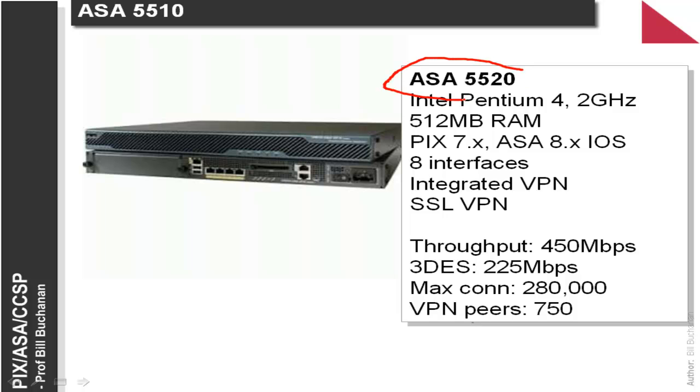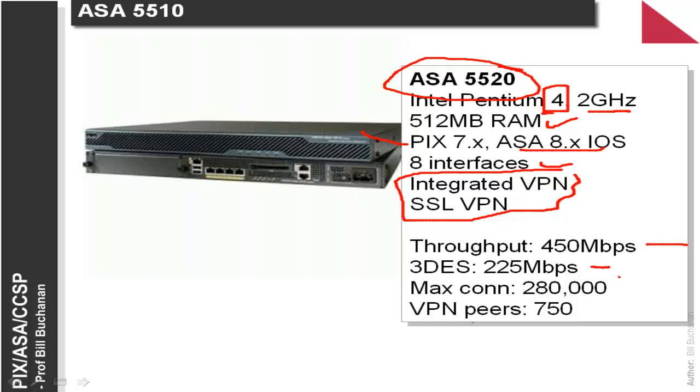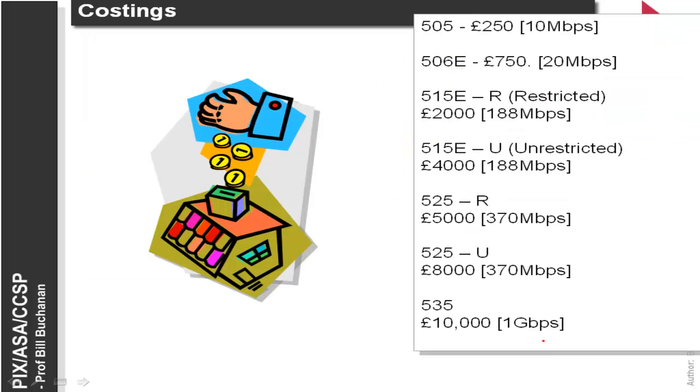The ASA device is now one of the new devices. It has a Pentium 4 architecture, 2 gigahertz processor, and up to 0.5 gig RAM. It supports PIX 7 and PIX 8, as we'll see, with 8 interfaces, integrated VPN, and integrated SSL VPN. The basic throughput is about 450 megabits per second, but that obviously reduces with 3DES. And we can have over 280,000 connections at any given time with 750 VPN peers.